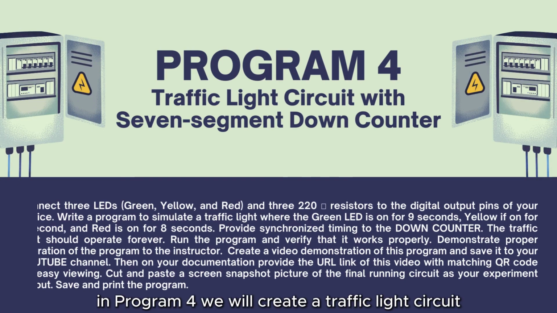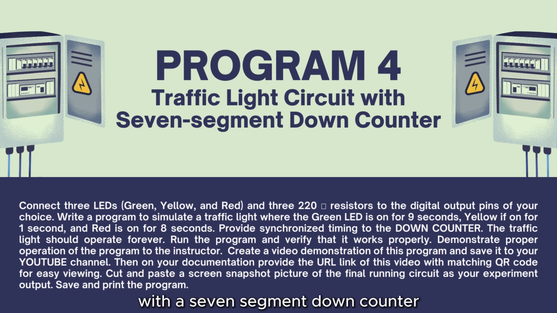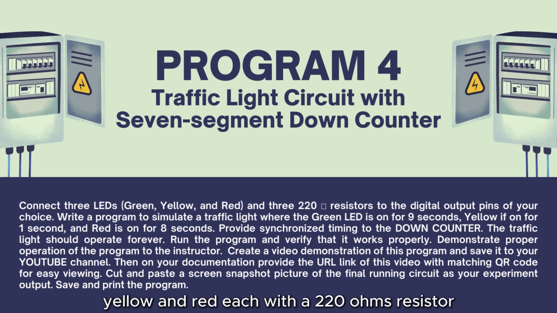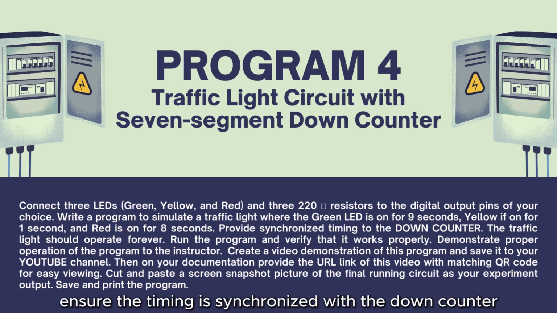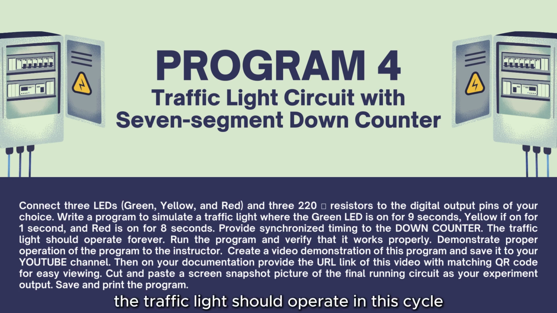In Program 4, we will create a traffic light circuit with a 7-segment down counter. Connect 3 LEDs, green, yellow, and red, each with a 220 ohm resistor to the digital output pins of your choice on the Arduino Uno board. Write a program to simulate a traffic light where the green LED is on for 9 seconds, the yellow LED is on for 1 second, and the red LED is on for 8 seconds. Ensure the timing is synchronized with the down counter. The traffic light should operate in this cycle indefinitely.